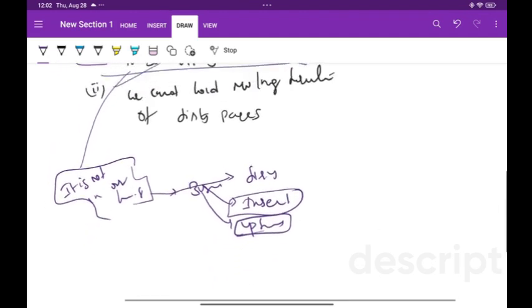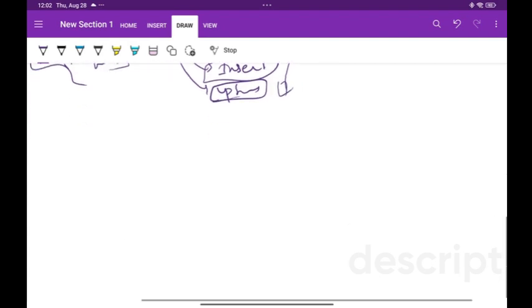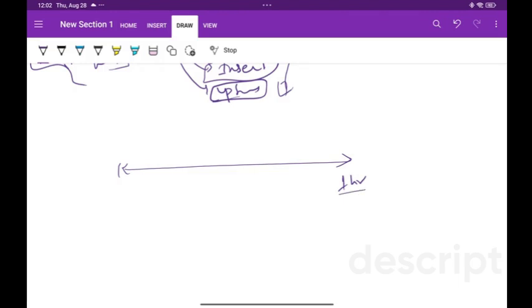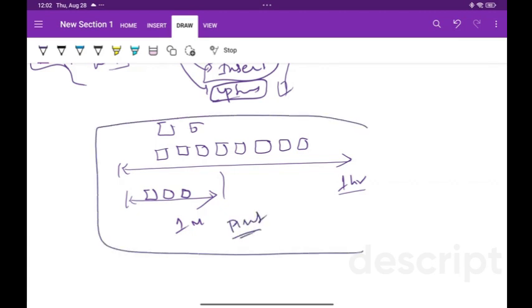What is in our hand? The duration, how long we are placing the dirty pages in the memory, that is in our hand. If we keep them for 1 hour, multiple transactions happen, then multiple pages become dirty. If we keep them for only 1 minute, only some pages become dirty. So this duration is in our hand.